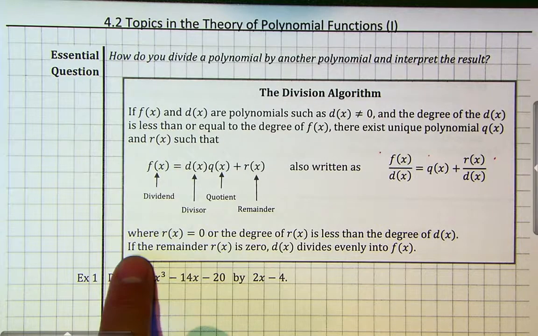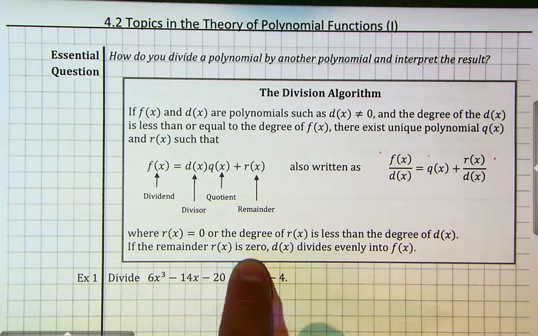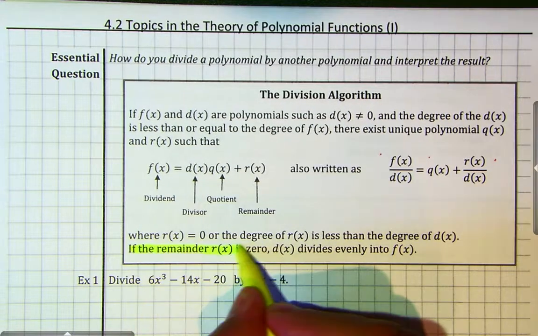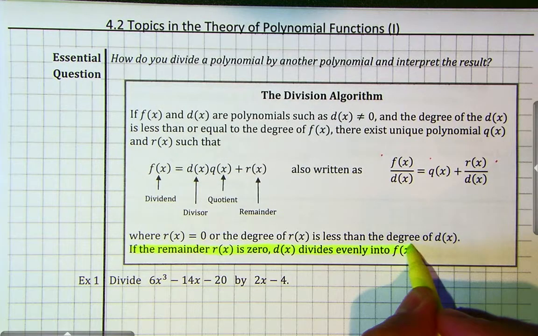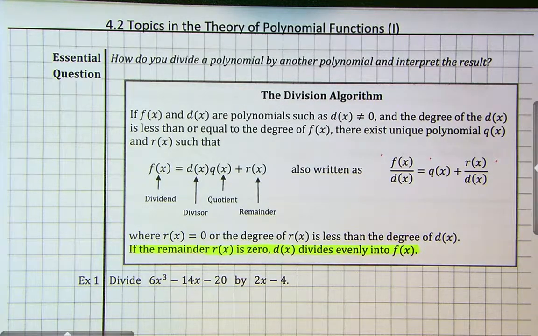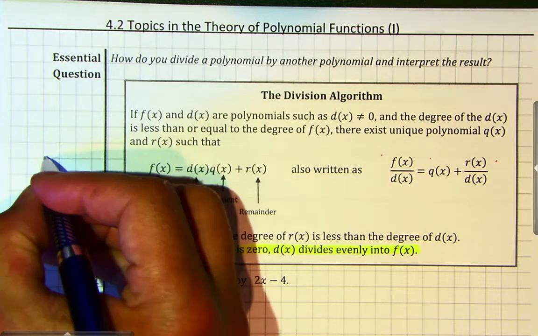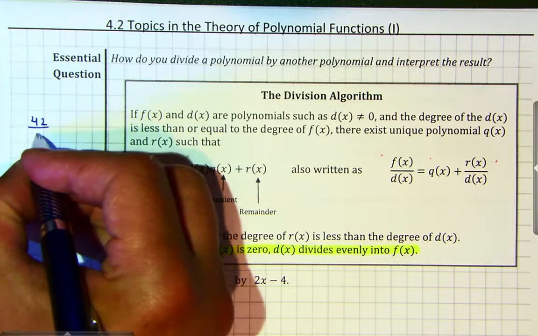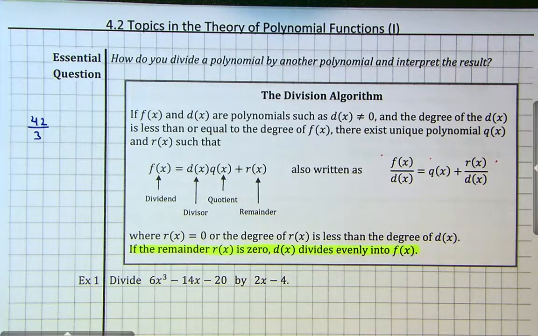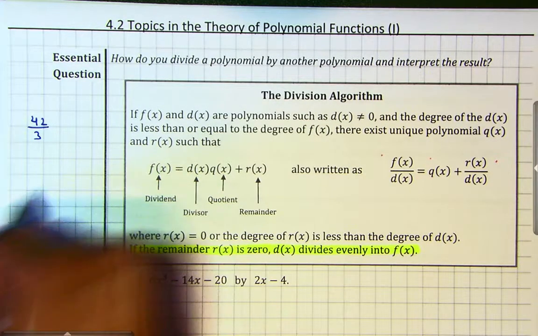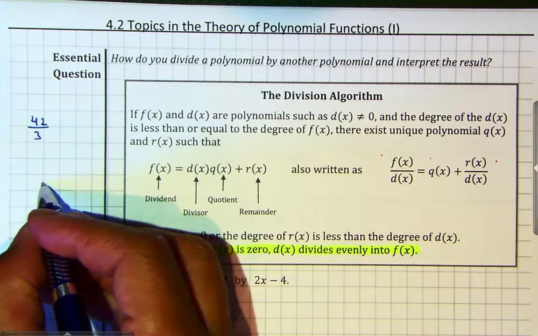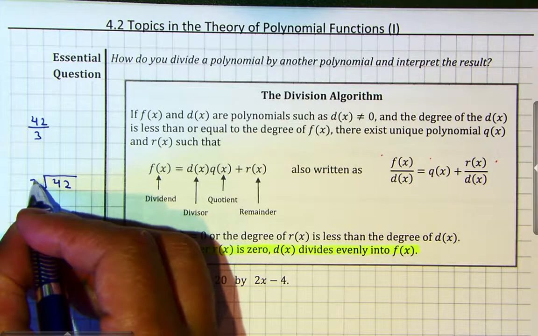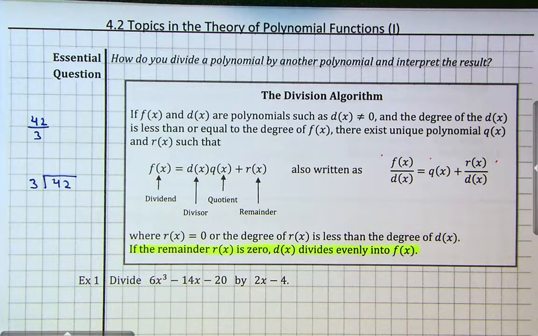Now, if the remainder r of x is 0, so if you end up with a remainder of 0, then d of x divides evenly into f of x, correct? Just for example, if you have 42 divided by 3, and we actually go through the division, place your dividend, 42, divided by your divisor, 3. And then we just go through the process.